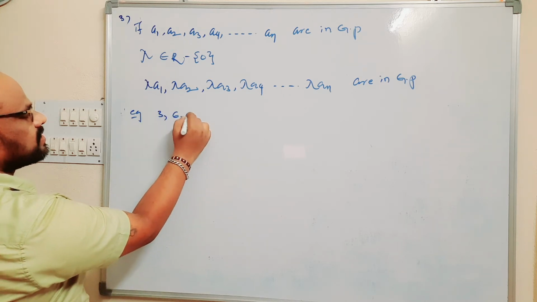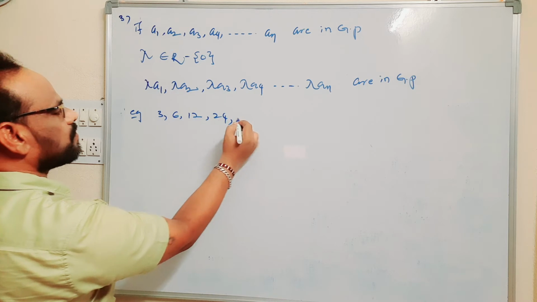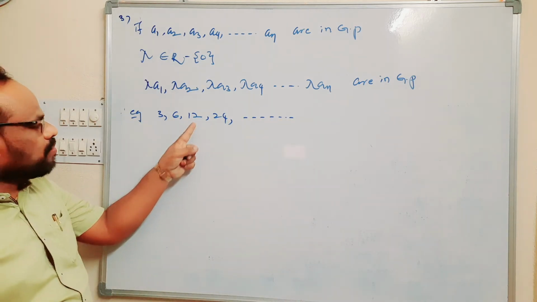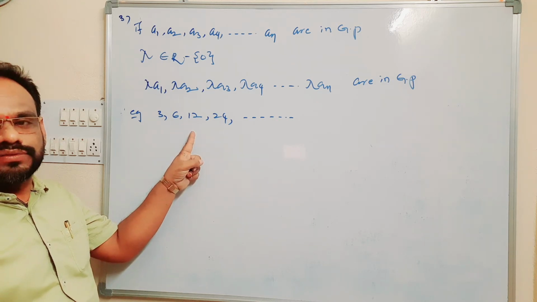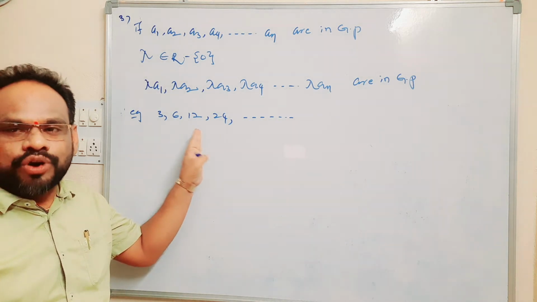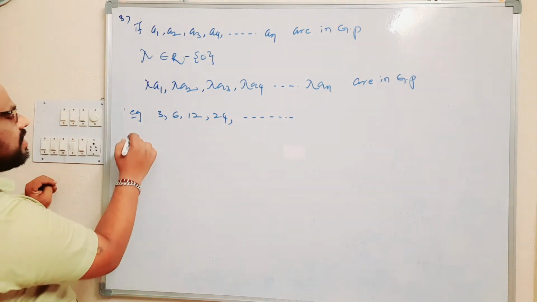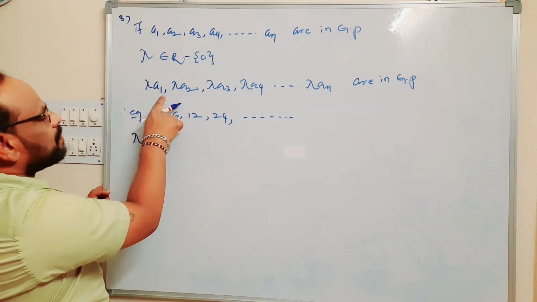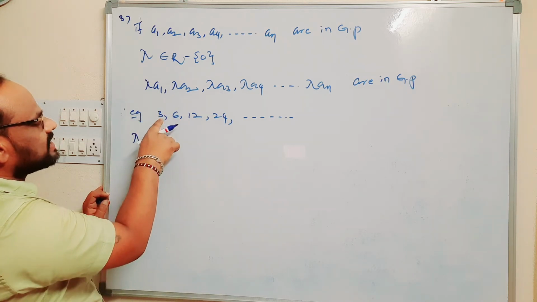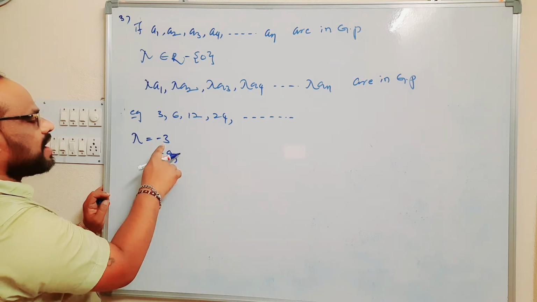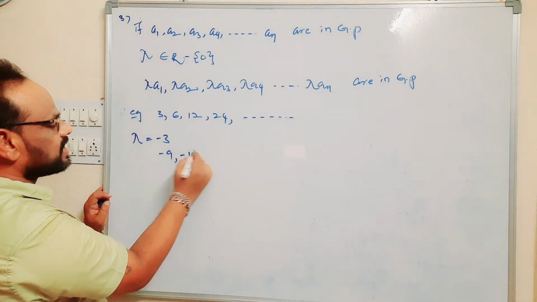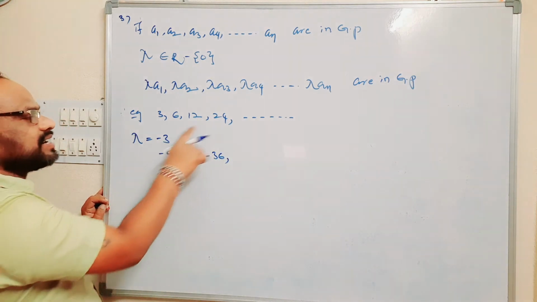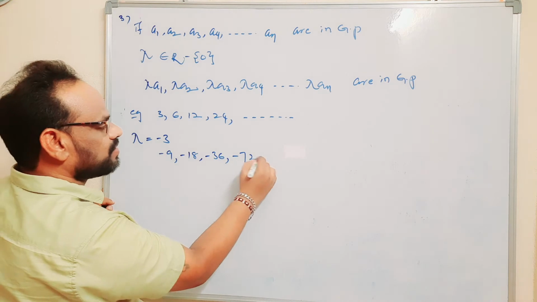Observe here, take one example: 3, 6, 12, 24 and so on. 6 by 3 is nothing but 2, 12 by 6 is 2, 24 by 12 is 2. So clearly it is in geometric progression. Take lambda as minus 3. If we multiply lambda times a1, that means minus 3 into 3, we get minus 9. Minus 3 into 6, minus 18. Minus 3 into 12, minus 36. Minus 3 into 24, that is minus 72, and so on.